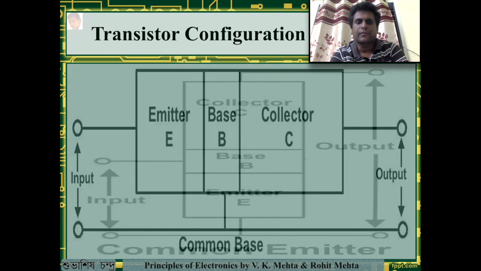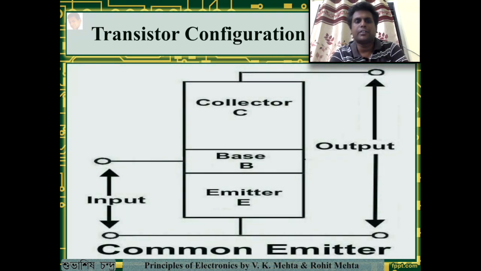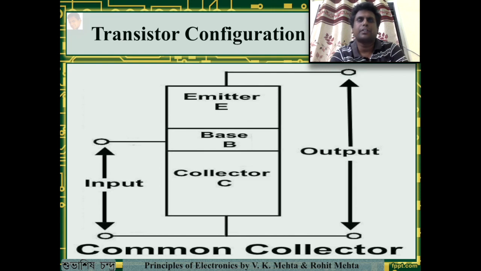The next is the common emitter mode, in which the input is provided between base and emitter and the output is taken in between collector and emitter. The last is the common collector mode, in which the input is provided in between base and collector and the output is taken in between emitter and collector. Now this mode is not very popular and we are going to drop this from this tutorial. We are going to study only the common base mode and the common emitter mode.